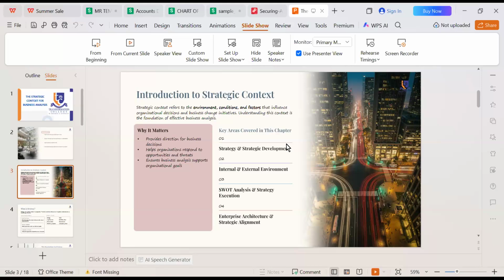What are the conditions that are tied to delivering the value that we are brought in to do as BAs? What are those conditions tied to the strategic goal of the organization? What are those factors that can influence the organizational decisions and business change initiative? We need to understand this context because it is very fundamental to how effectively we do our job, or how we deliver value as BAs. Are we good?